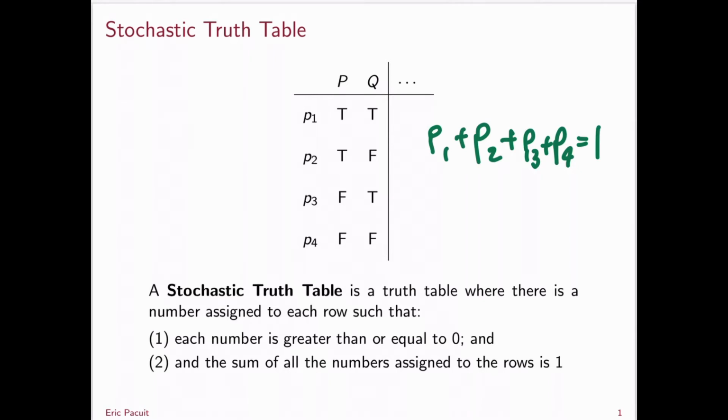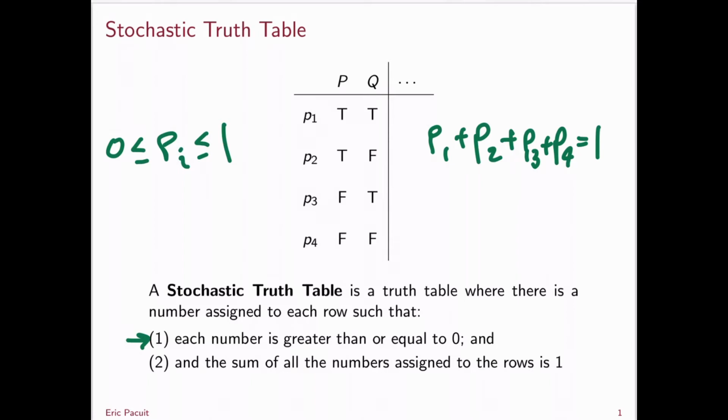This also means that we can say that every number Pi is going to be greater than or equal to 0. That's from property 1. And it has to be, of course, less than or equal to 1. That's because the sum of all these numbers has to be 1. So each number by itself can be at most 1.